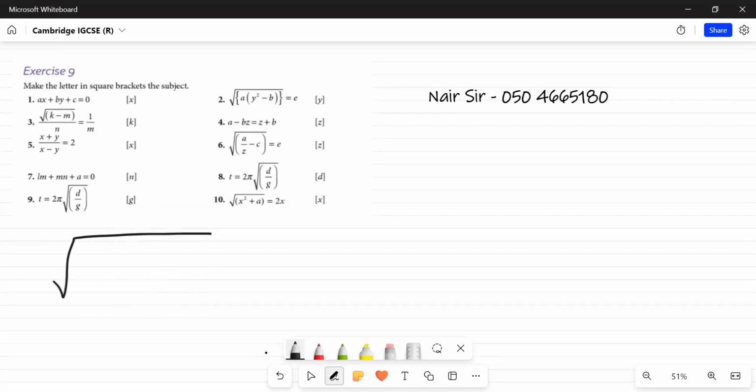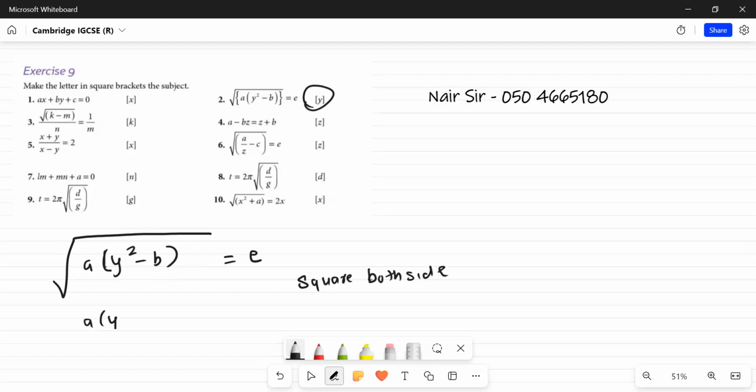Root of a y square minus b is equal to e, and it is asking the subject is y. All right, what is the first thing? The moment I see this, I do squaring on both the sides. So square both sides. So what do I get? This will become a y square minus b is equal to e square.